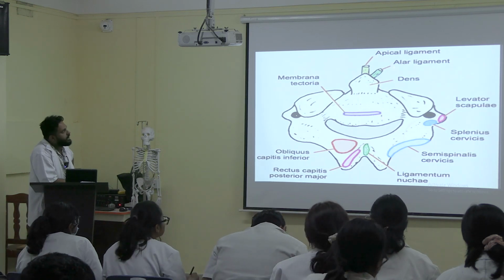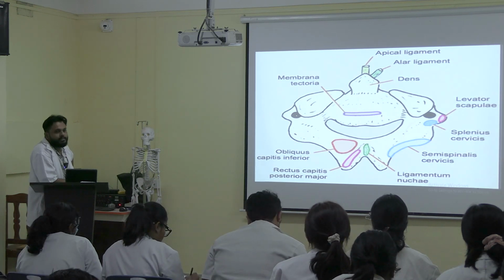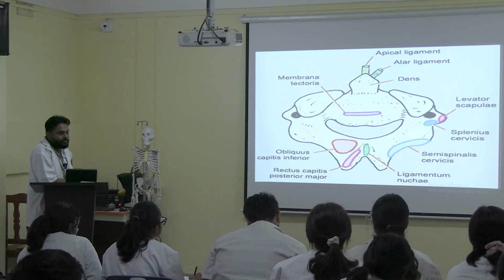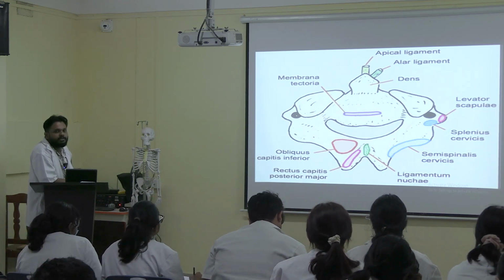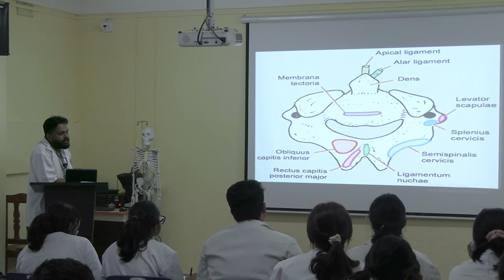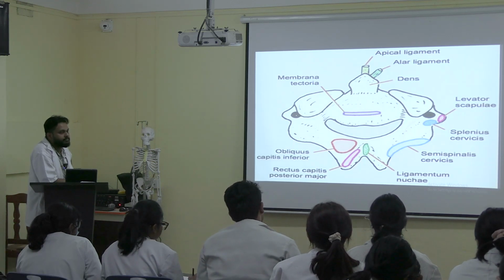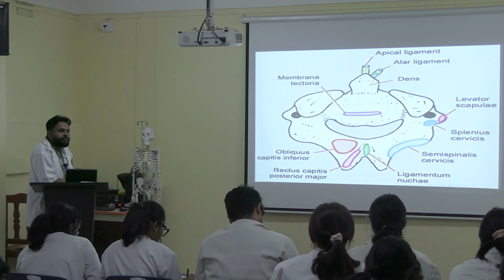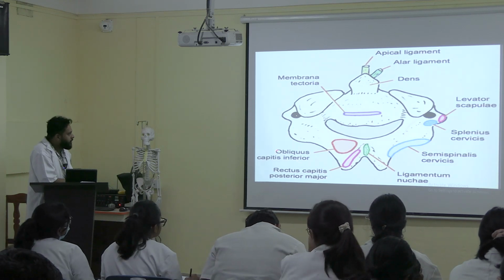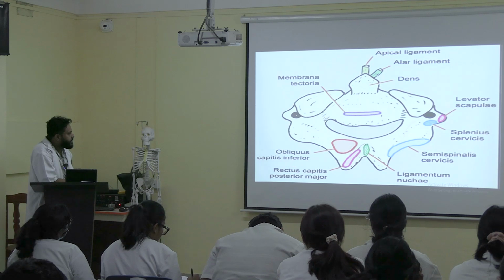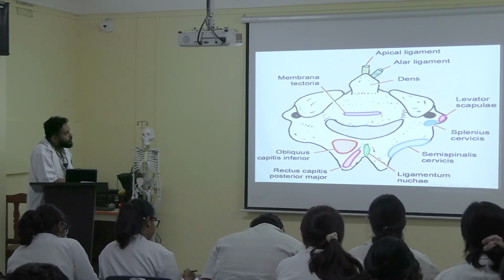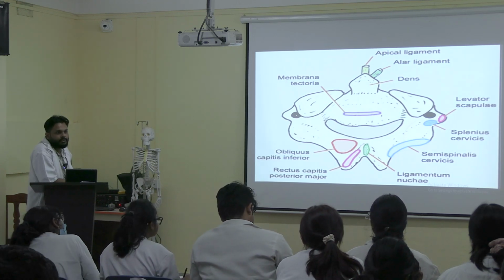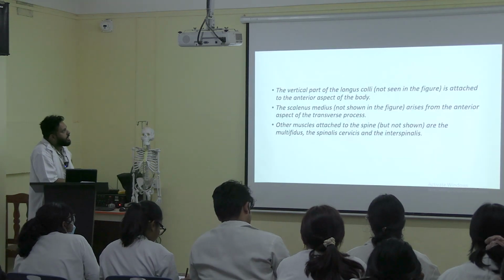Okay. Again, repeat with me. What are the structures related to the dens? Apical ligament, right and left alar ligaments. Adjacent to the transverse process, levator scapulae and splenius cervicis. Lamina पे क्या है? Semispinalis cervicis. और यहाँ पर spine पे ligamentum nuchae, obliquus capitis inferior, rectus capitis posterior major. And in the posterior part of the body there is membrana tectoria. Done. Everything has been shown in this picture apart from these three.